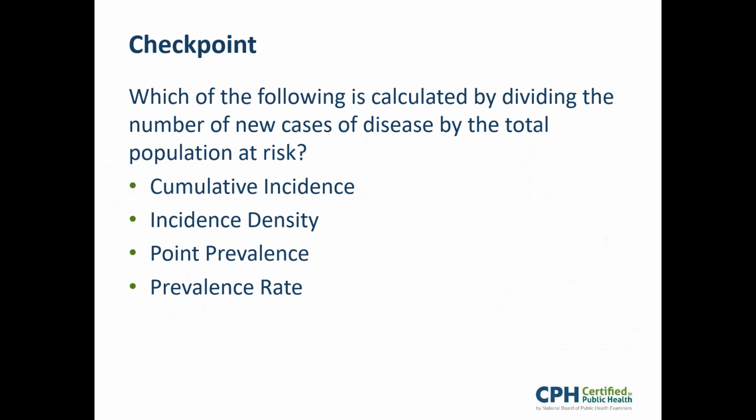Next slide, please. All right, we've come to our next checkpoint. Which of the following is calculated by dividing the number of new cases of disease by the total population at risk? Cumulative incidence, incidence density, point prevalence, or prevalence rate?